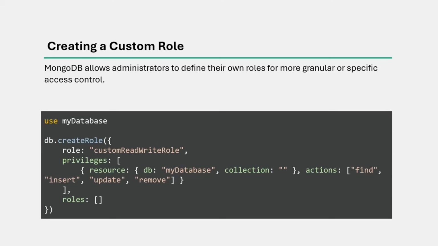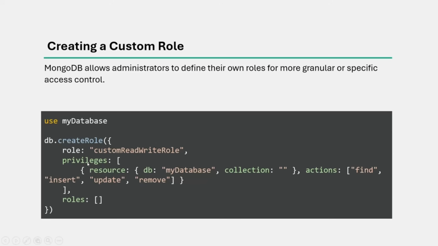Now, in order to create a new role, we have this method called createRole. And using this createRole, we need to provide a role name. For example, in built-in roles, we have the read role. So read is the name of the role. We have the readWrite role. So that is also a name for the role. In the same way, we have to provide a name for the role.